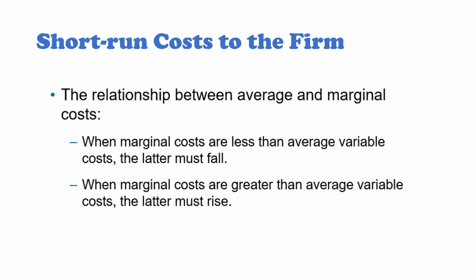The relationship between average and marginal cost: when marginal cost is less than the average cost, the average cost begins to fall because the marginal cost is pulling it down. When marginal cost is greater than average cost, then the average cost begins to rise because the marginal cost is pulling up the average cost. Remember, the marginal cost is the cost for each additional unit of output.